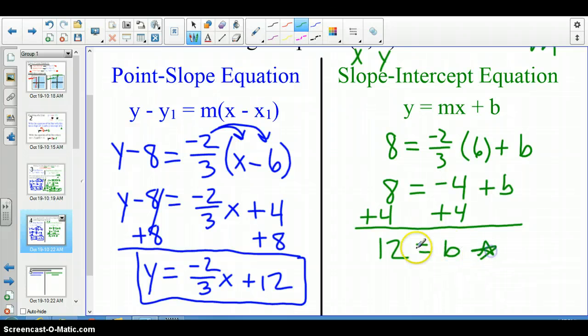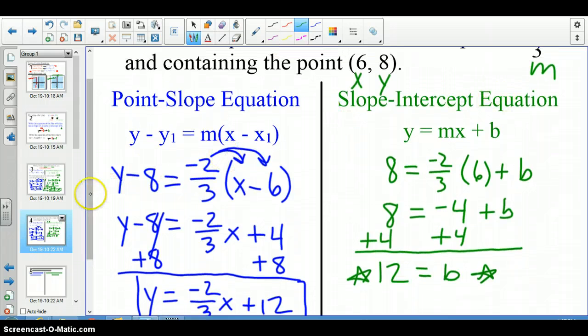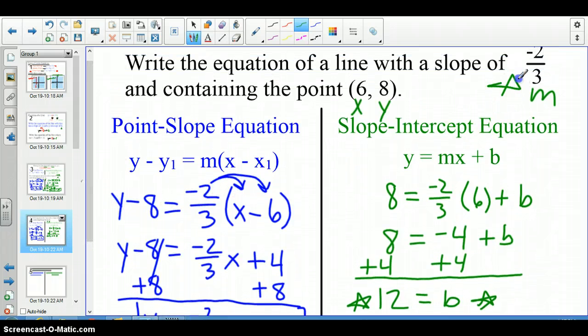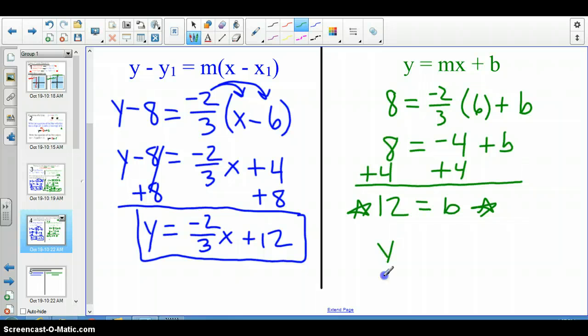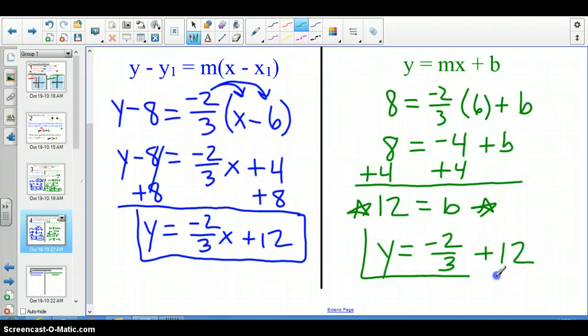Now I'm going to star that because I'm going to use that. And I'm going to go up and star my slope. Now I'm going to write my equation. Y equals negative 2/3 x plus 12, because that's my y-intercept. Exact same.